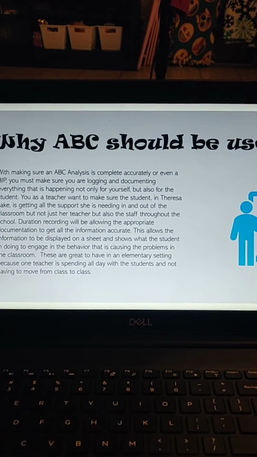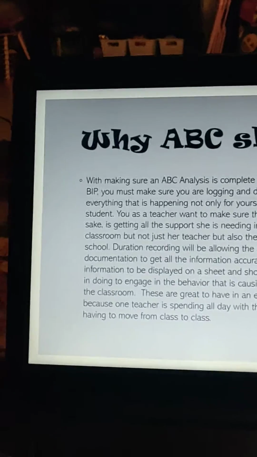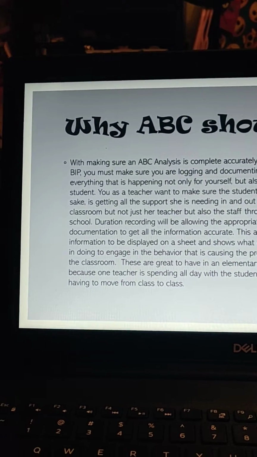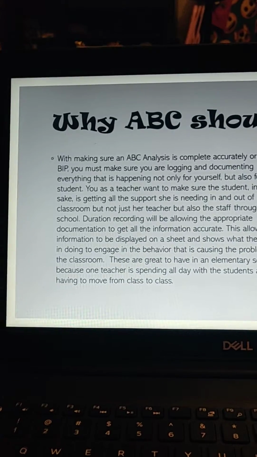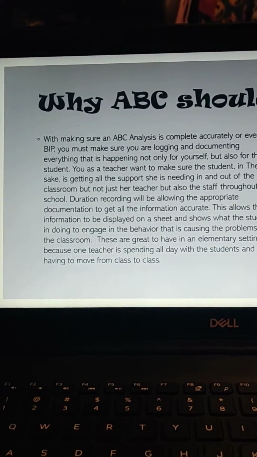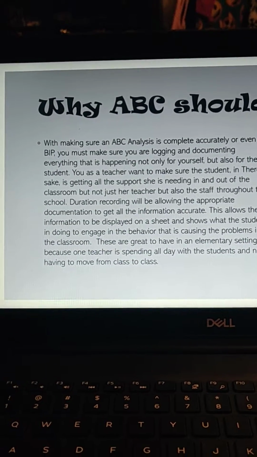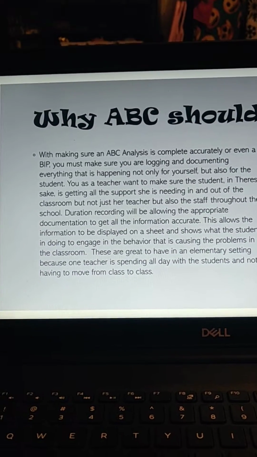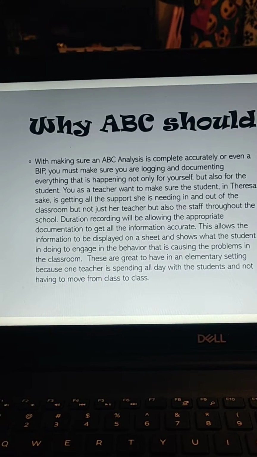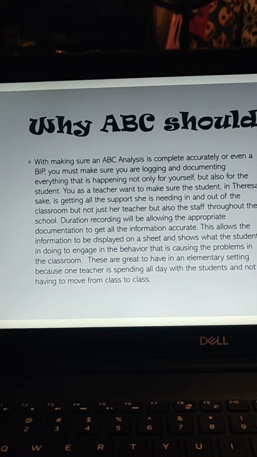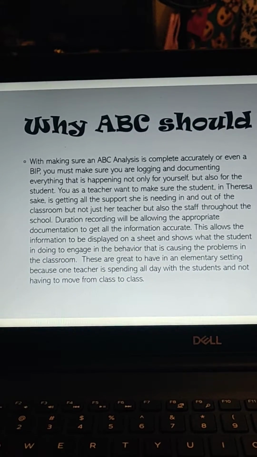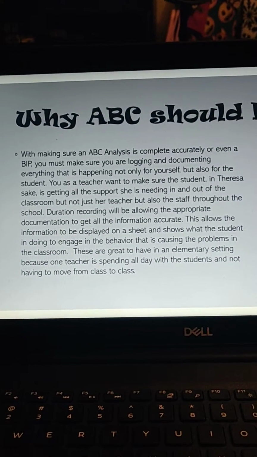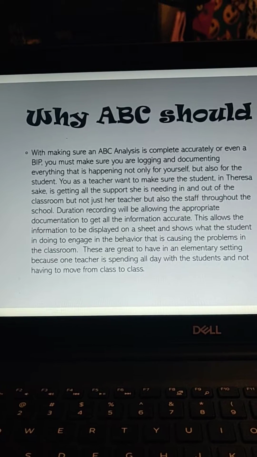So why should ABC be used? When making sure an ABC analysis is completed accurately, or even a behavioral intervention plan, which is a BIP, you must make sure that you are logging and documenting everything that is happening, not only for yourself, but also for the student. You as a teacher want to make sure that the student, and in Teresa's case, is getting the support that she needs in and out of the classroom. Just not for her teacher, but for the staff throughout the school.